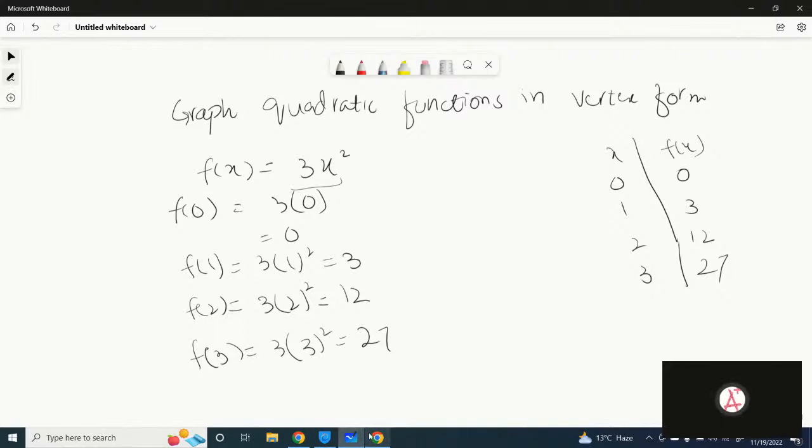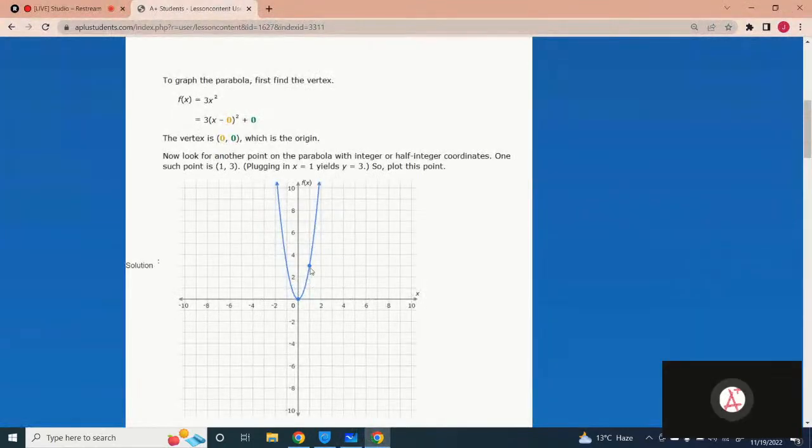Got it? Just look at the graph here. Here is the first point, that is 1 and 3. And then the second point we have is 2 and 12. Here is 2. When you match the 2 on the graph, it would be at 12. Got it? That's how you have to plot the parabola.